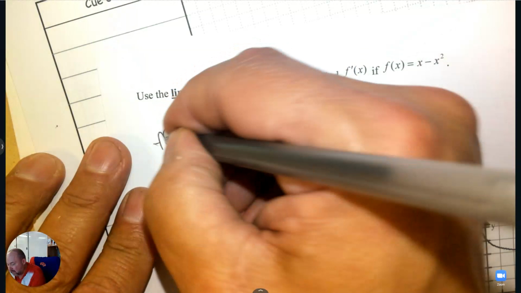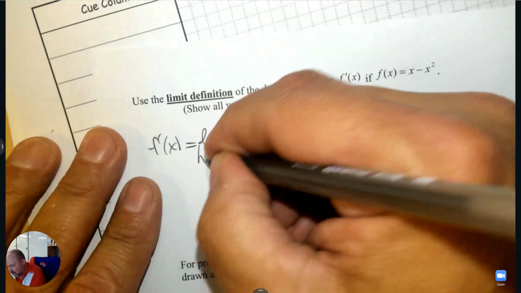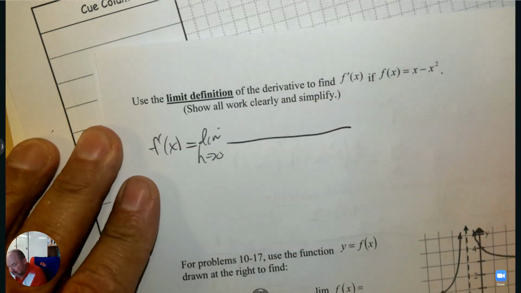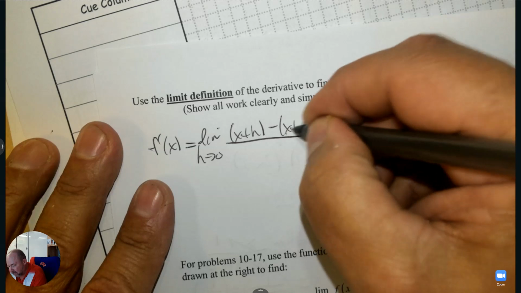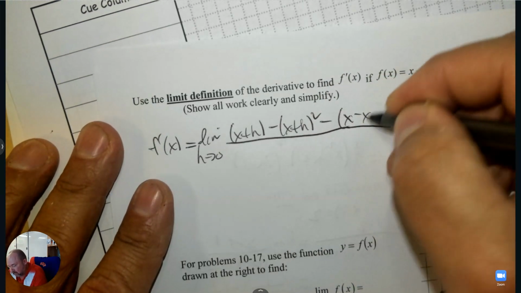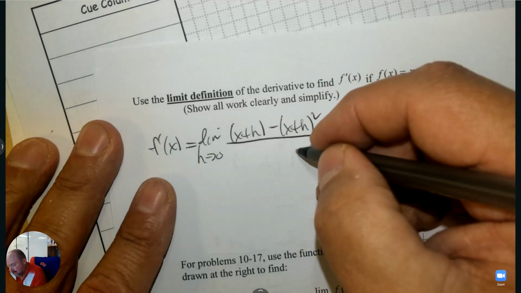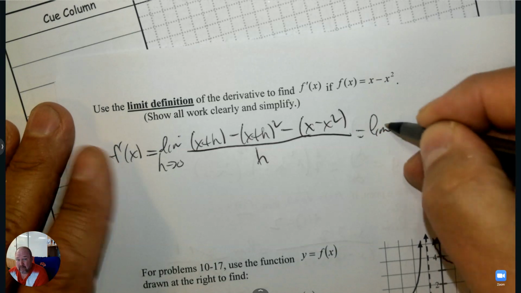So if I want to find the derivative, not at a point, but the general derivative of a function, the limit as h approaches 0, and we start with x plus h. So take out the x and put in x plus h, and then subtract the function, which is x minus x squared, over just h. So there's the setup. Now we have to do the algebra to simplify this.